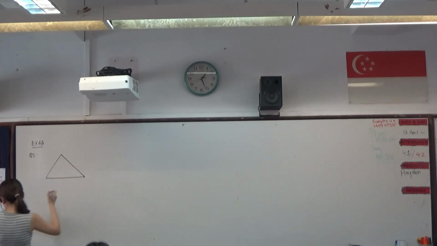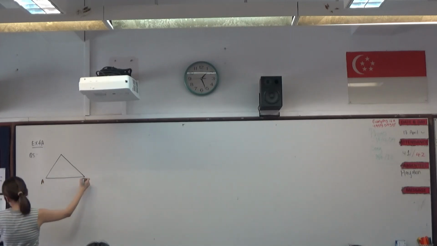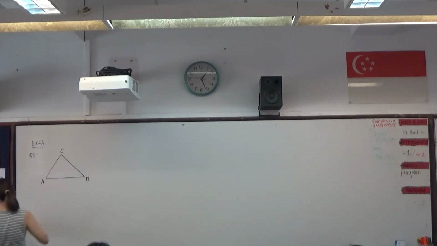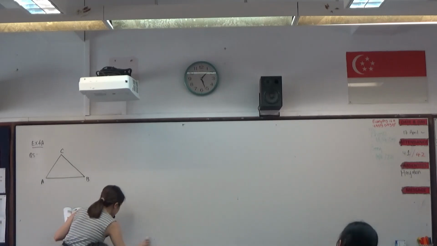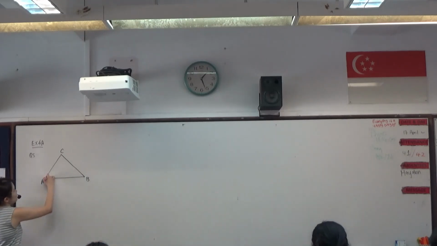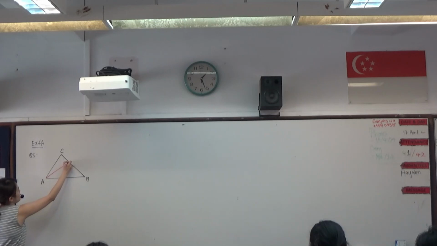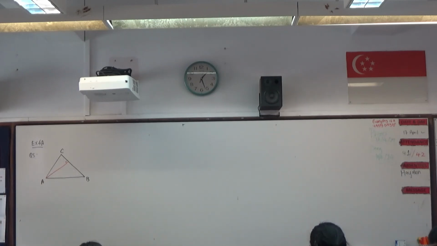Okay, so we have A, B here, B here, and C here. The length of the perpendicular from A to BC means that we are looking at this line that connects from point A to BC in a perpendicular manner. That is what the question is asking for.